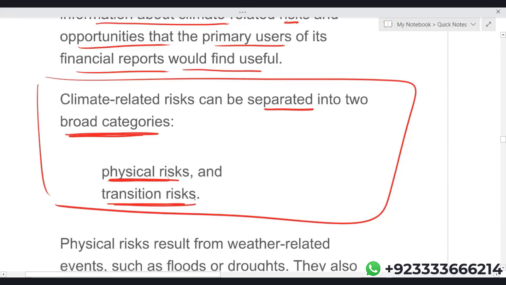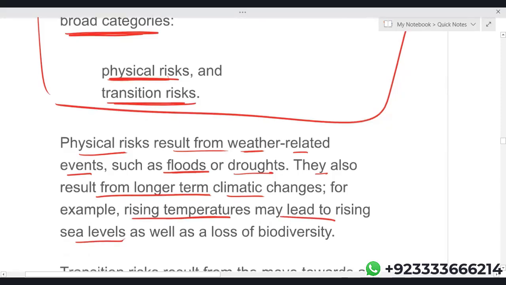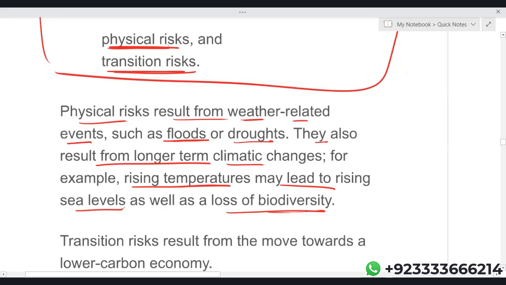Actually, when the legal environment changes, and again, you are not aware of that, it could affect your business significantly. Another example of transition risk is changes in the technology. If the technology is changing and you're not aware of that, it can again affect your business. Physical risk results from weather-related events, such as floods or droughts. They also result from longer-term climate changes. For example, rising temperature may lead to rising sea levels, as well as a loss of biodiversity.